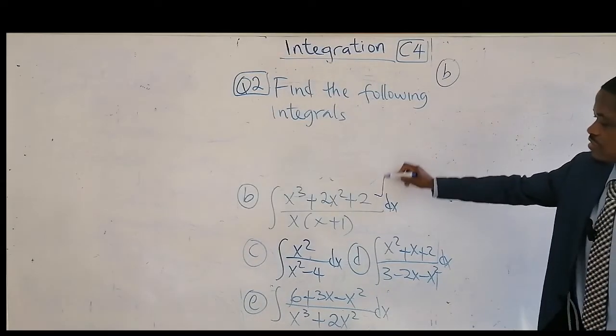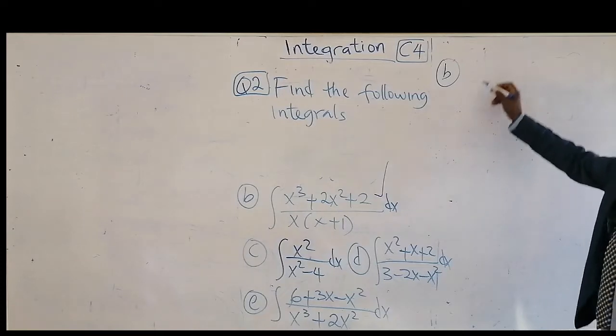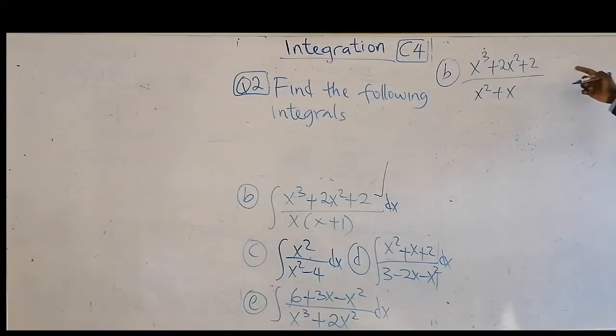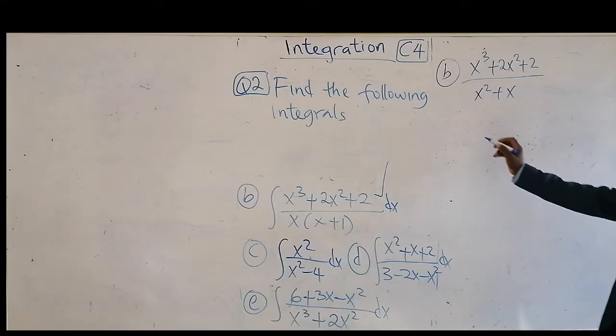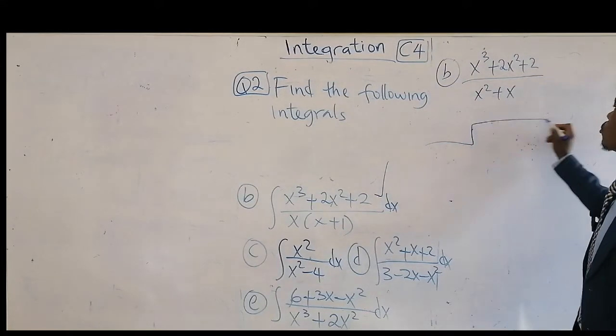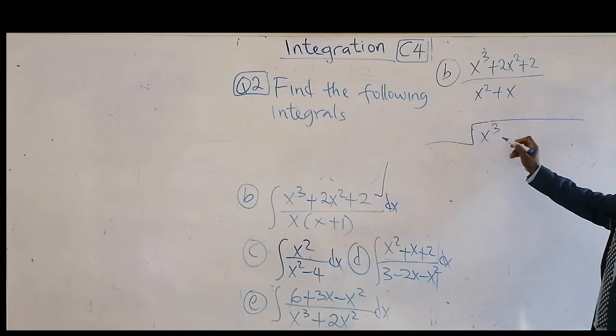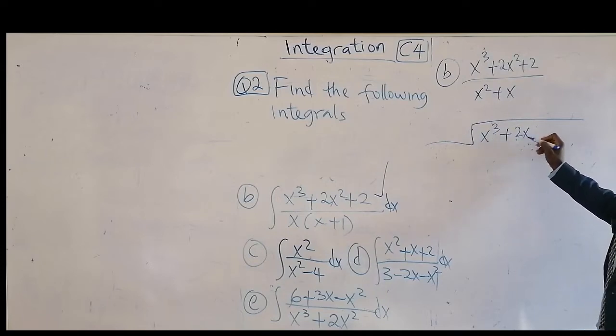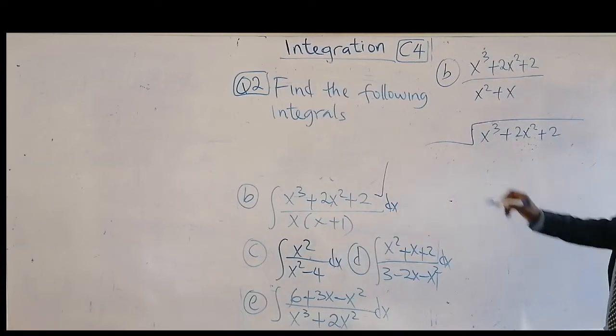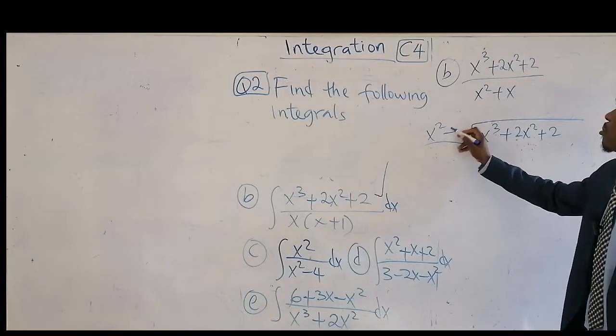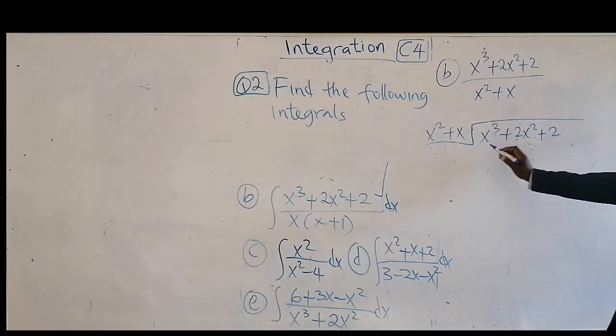For part b, let's write the expression inside the integral. If we check, this is an improper fraction, and when you have it as an improper fraction, what you do is the long division. We have x cubed plus 2x squared plus 2, and then you divide by x squared plus x. So we have x cubed here.